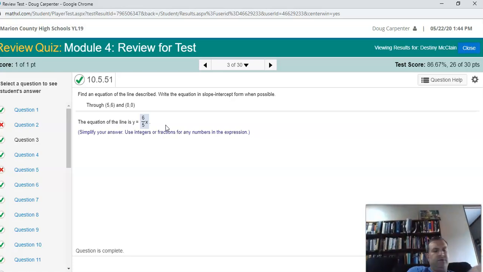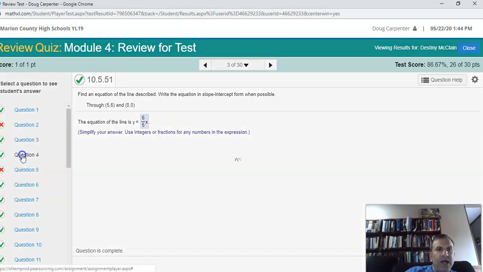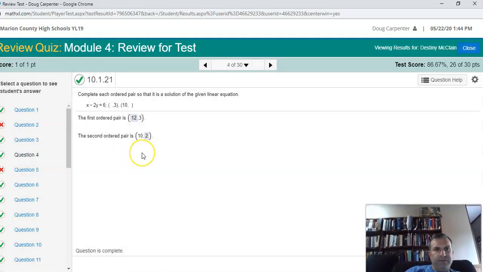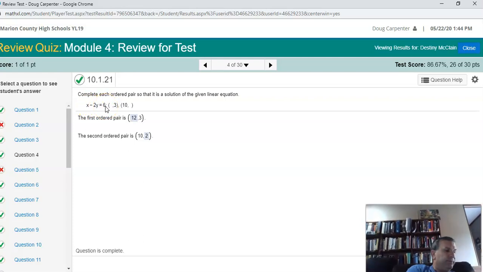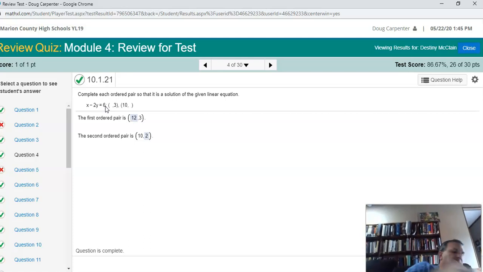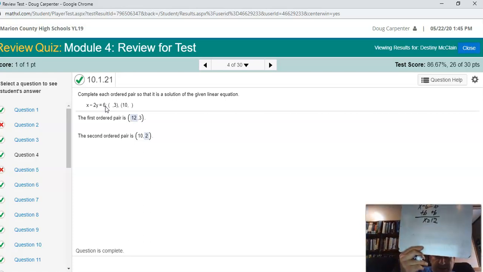All right. Next one. Question 4. They want us to solve. So the first one is y is 3, so I'm going to put 3 right there. 2 times 3 is 6, so x minus 6 equals 6. I'm going to add 6 to both sides. x is 12.